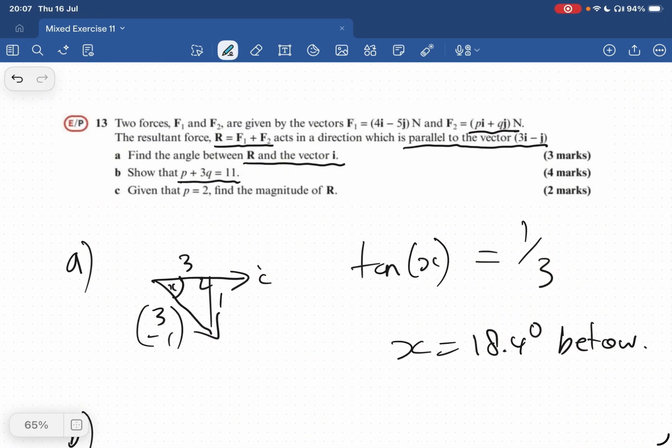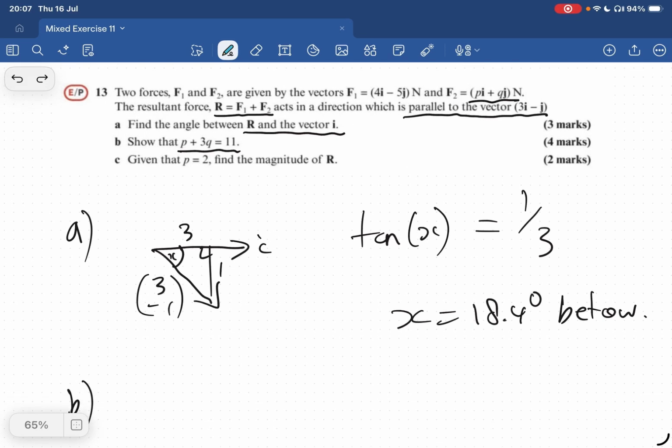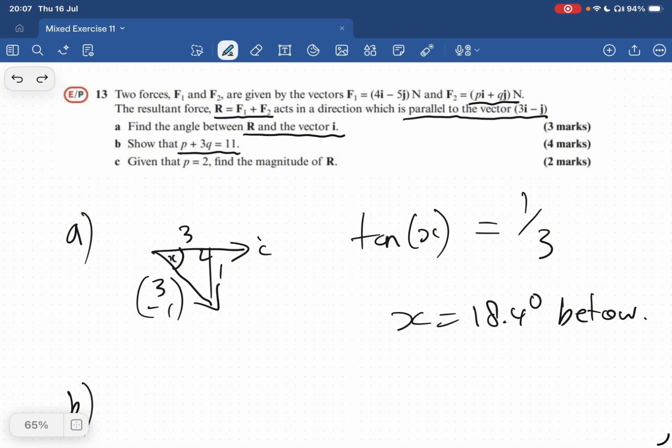So how can we create this formula? You've got to first start at something that you can solve. I'm sure some of you might have tried to solve R equals F1 plus F2, equated it to this parallel vector using a scale factor, and then got to that point and thought, oh no, I can't find this angle anymore. But use that from part A. And if you didn't do that and you spotted this first, perfect. But in this part, we're using the standard method of finding the angle between R and I. Part A has helped us along that way.